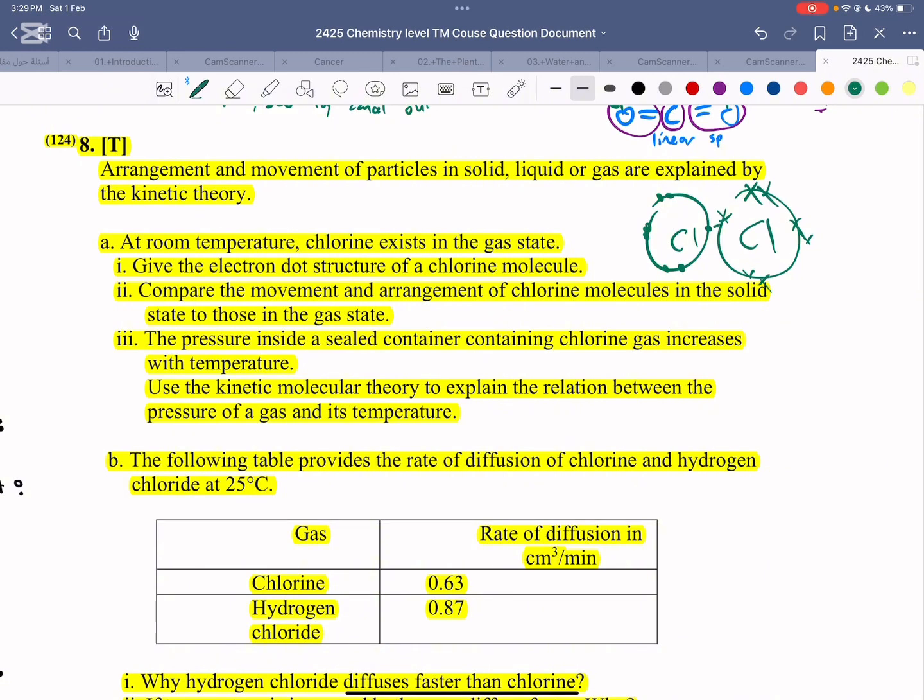And here they're going to share this pair of electrons. This is the electron dot diagram of chlorine. Compare the movement and arrangement of chlorine molecules in the solid state to those in the gas state.